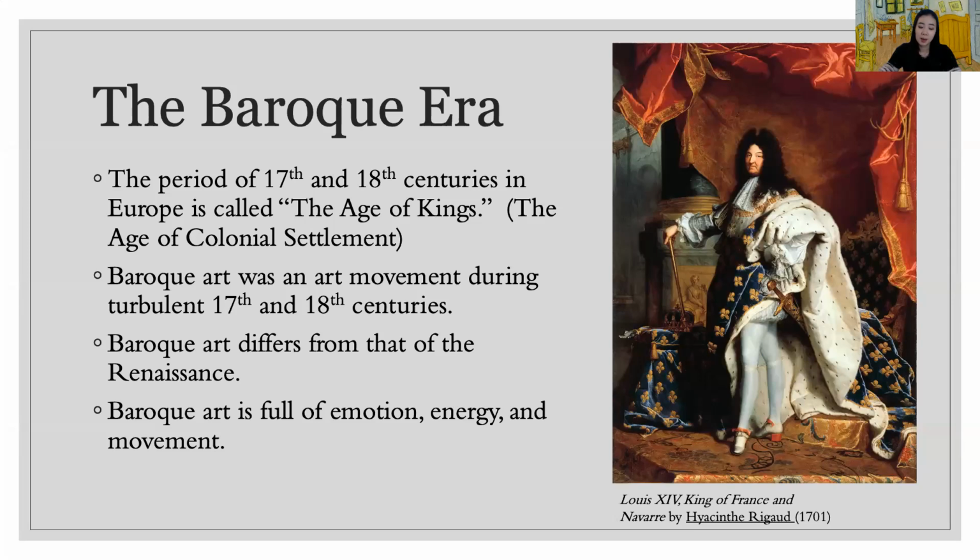The period of the 17th and 18th centuries in Europe is called the Age of Kings. Some of the most powerful rulers in history occupied the thrones of various countries during this time. This same period could equally be called the age of colonial settlement. The Spanish, the Portuguese, the Dutch, the English, and the French had established permanent settlements in North and South America.